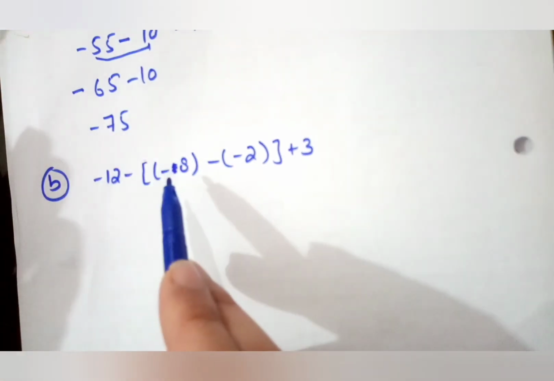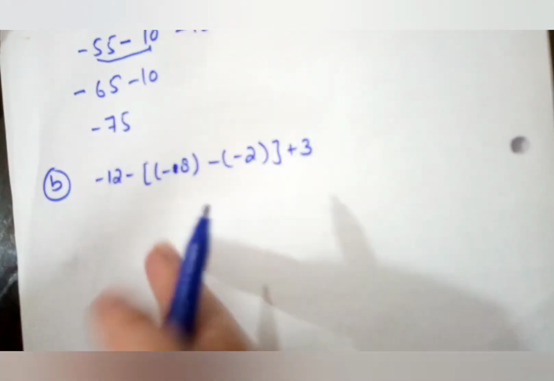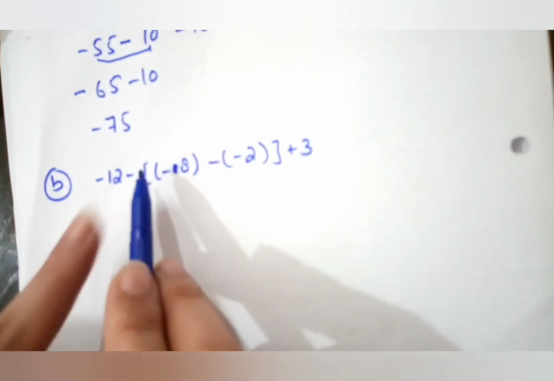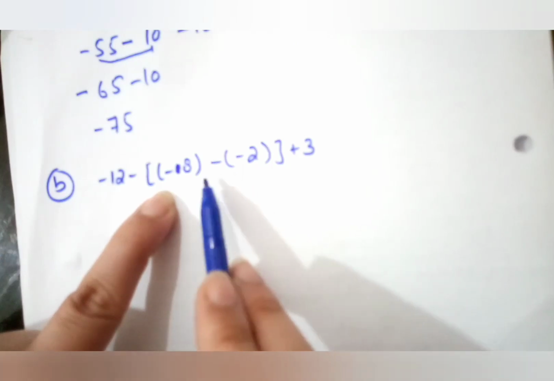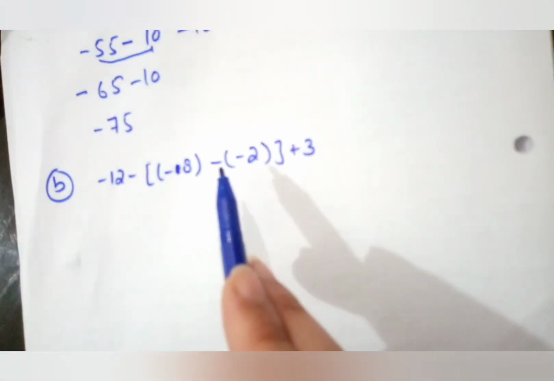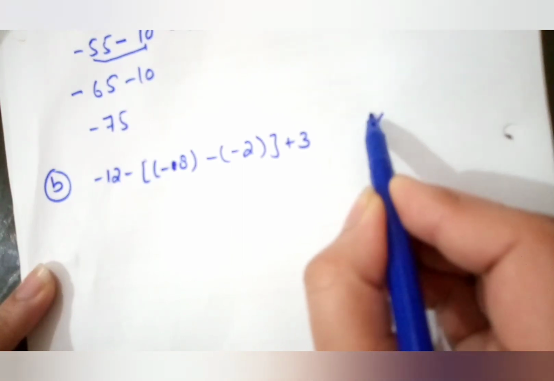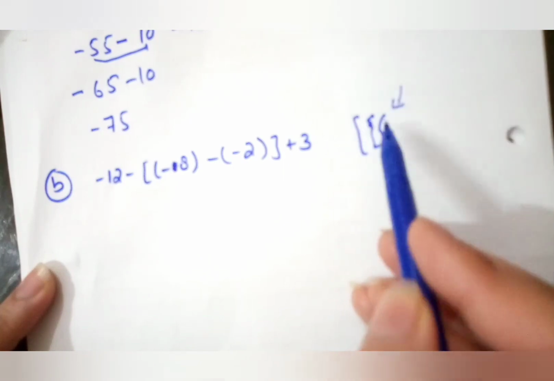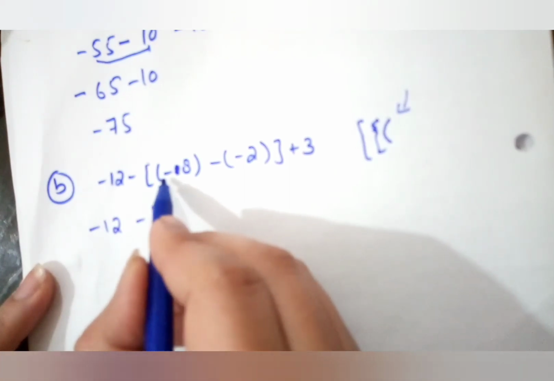Now we have two brackets, and we learned that firstly we have to solve the brackets. Which bracket do we solve first? The inner one. In this bracket we also have the inner bracket, the small bracket. Always remember that we have three types of brackets: small bracket, medium bracket, and then big bracket. So firstly we have to solve this round bracket. Let's start the question.